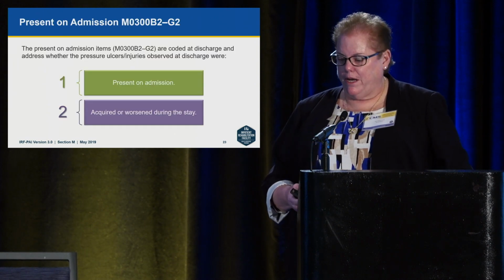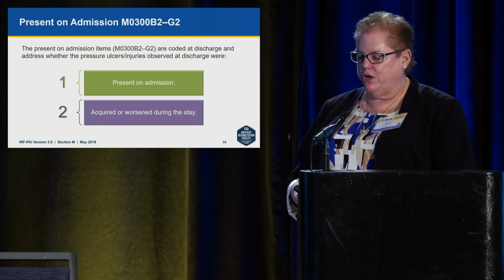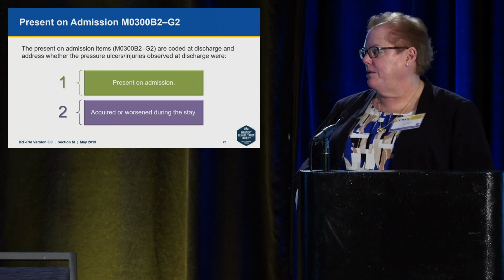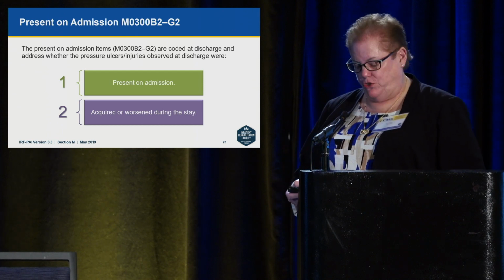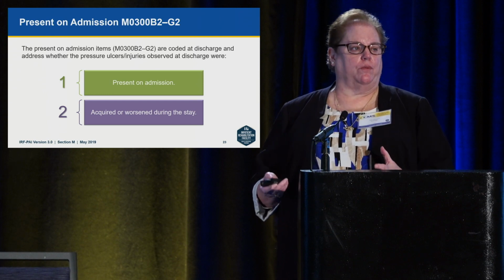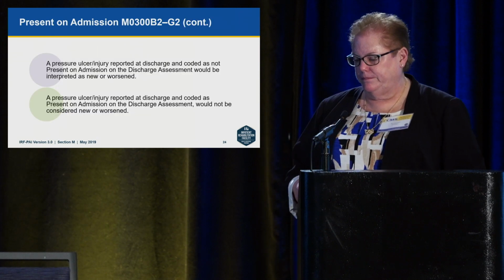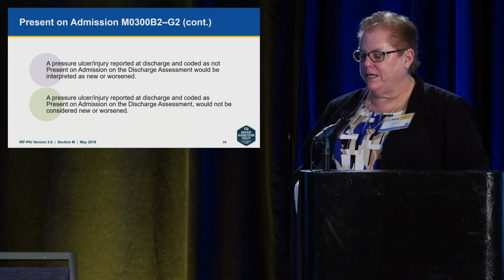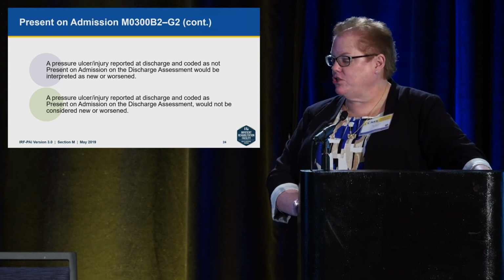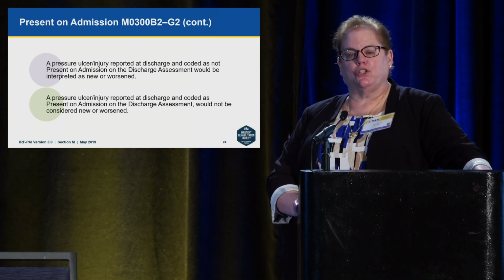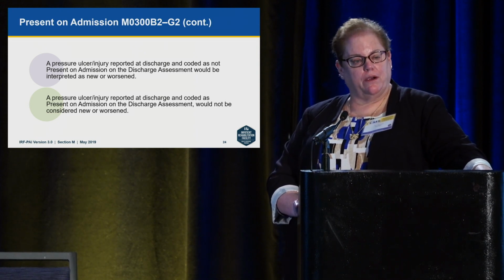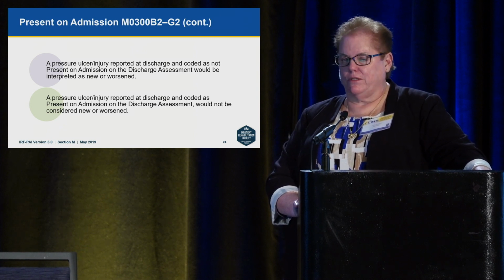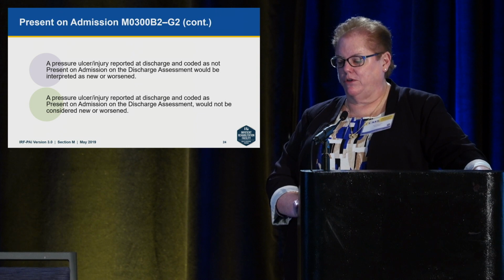So here we have the present upon admission items. They're coded at discharge and address whether the pressure ulcer or injury observed at discharge was present upon admission or acquired or worsened during the stay. That's really the crux of what we're looking for in this particular item. So a pressure ulcer or injury reported at discharge and coded as not present upon admission on the discharge assessment would be interpreted as new or worsened. Wasn't there, or is at a greater stage, or is covered with slough or eschar, is considered new or worsened.